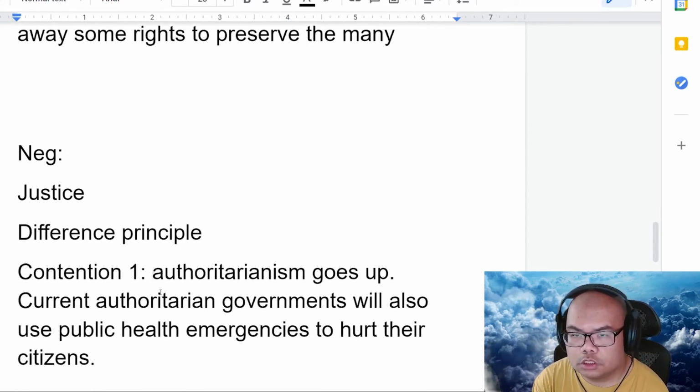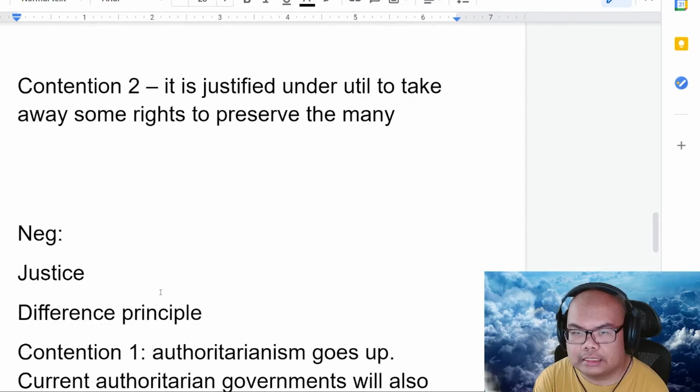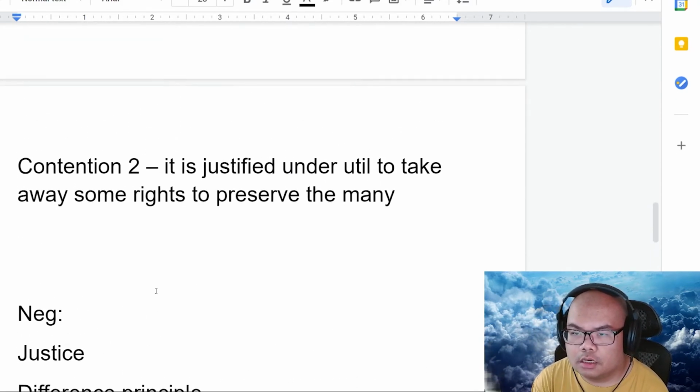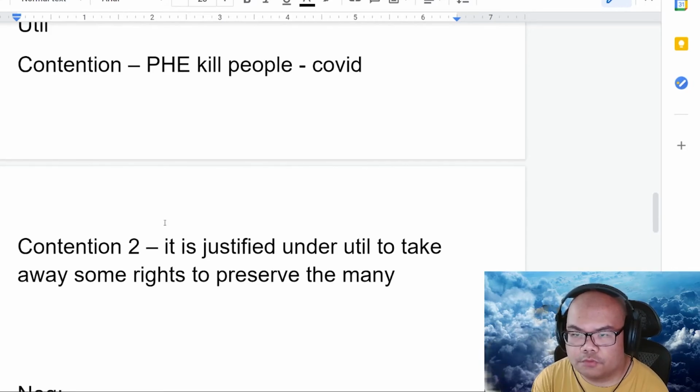Well, the first thing you need to be able to be ready to go for is say, even if I don't win my framework, that is not a reason to vote affirmative. My case can still fit under consequentialism, and I'll show you how. And you need to show them how, right? You need to tell the judge why authoritarianism is worse than the impacts of the first contention, right?